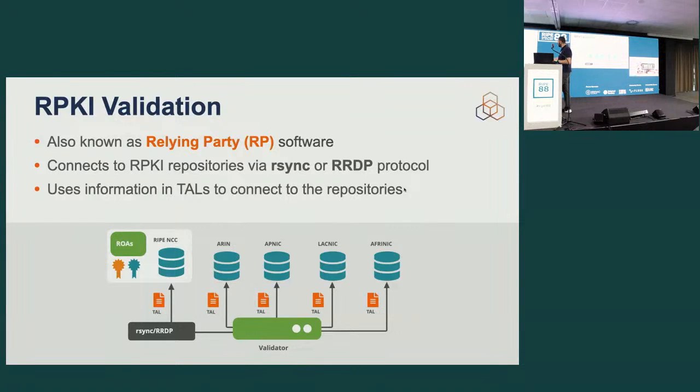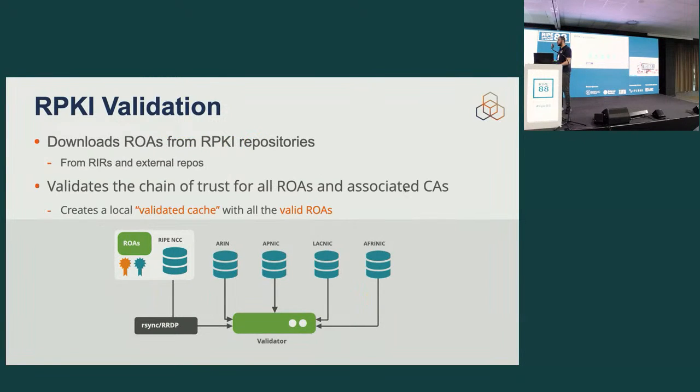So the validator will look at the TALs, it will see the location of the 5 trust anchors, go connect to them, see where the RPKI repositories are, and then the next step would be to start downloading these ROAs either through rsync or through RRDP. So it downloads the ROAs from the different repositories, either the repositories of the trust anchors or the external repositories, and we'll see some of these in a second when we do a live walkthrough. And then it will validate the chain of trust.